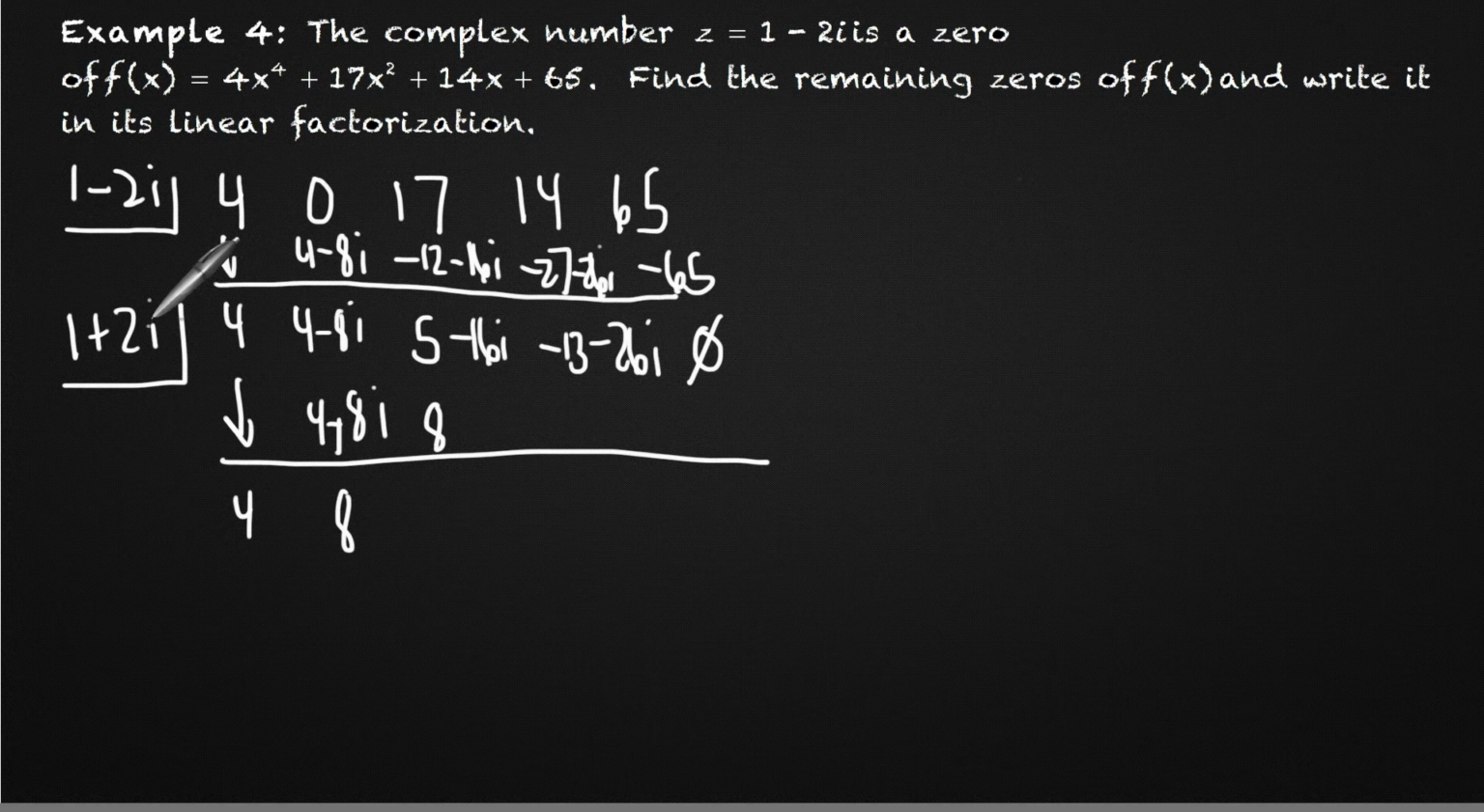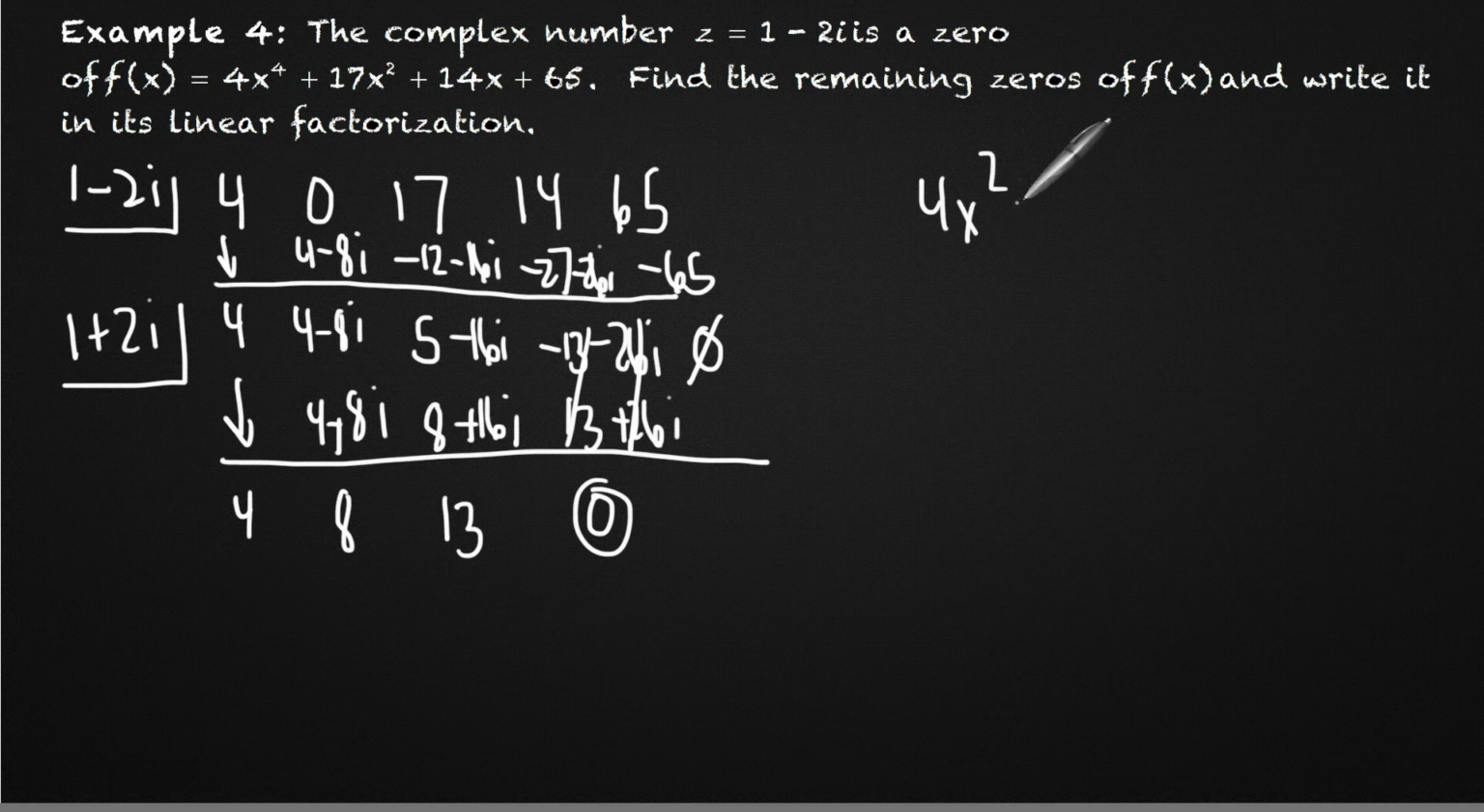And 8 times 2i is positive 16i. Hey, that's going to cancel, leaving you with 13. Then you have 13 times 1, which is 13. And 13 times 2i is positive 26i. Hey, that cancels and that cancels, leaving you with 0. And these become the coefficients of your last two roots. So that's going to be 4x squared plus 8x plus 13 equals 0.